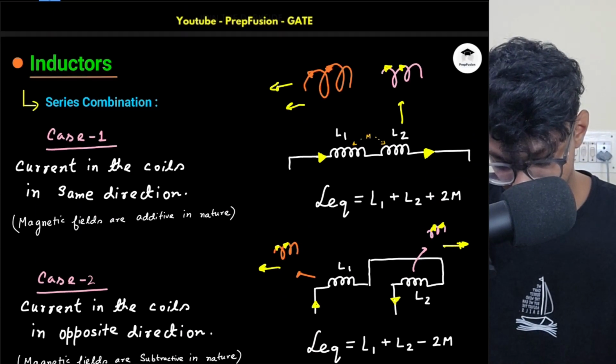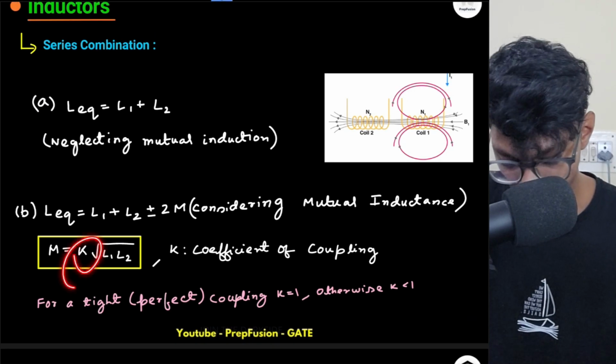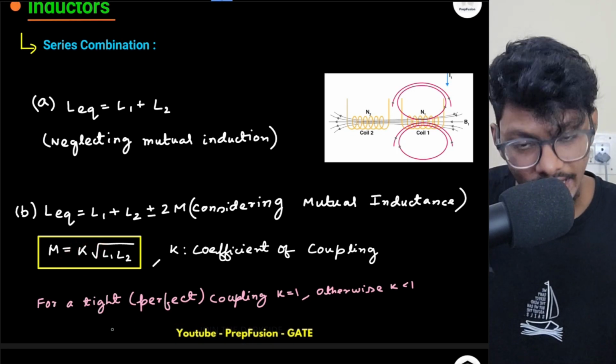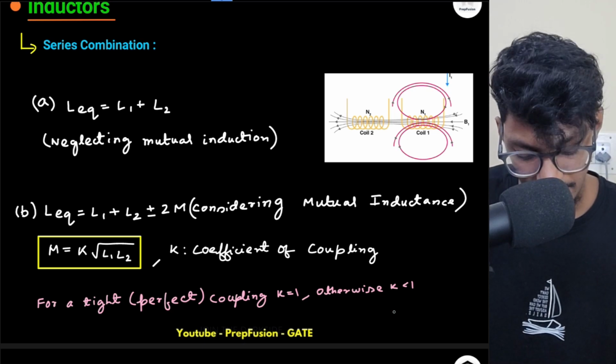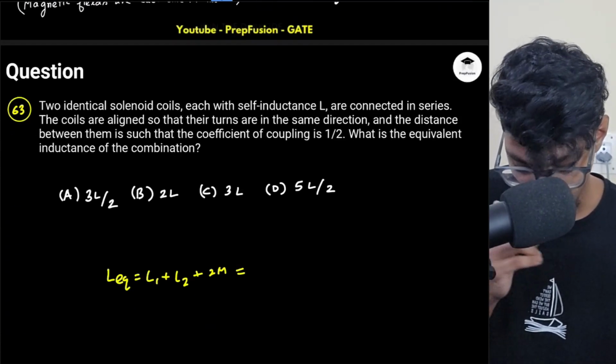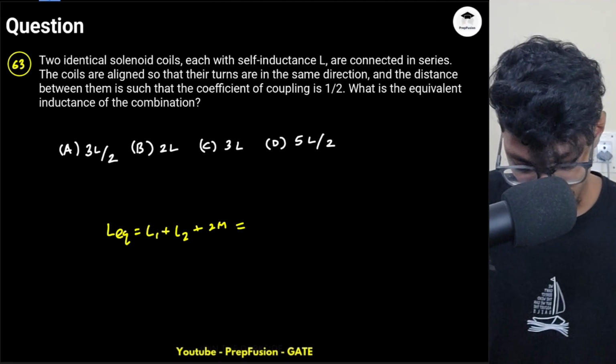So this K term is the coefficient of coupling, sometimes also known as the coupling coefficient. For tight or perfectly coupled, K is 1. Otherwise, it is always less than 1. Okay, and the formula is K into under root L1 into L2. Okay. So the coefficient of coupling is half.